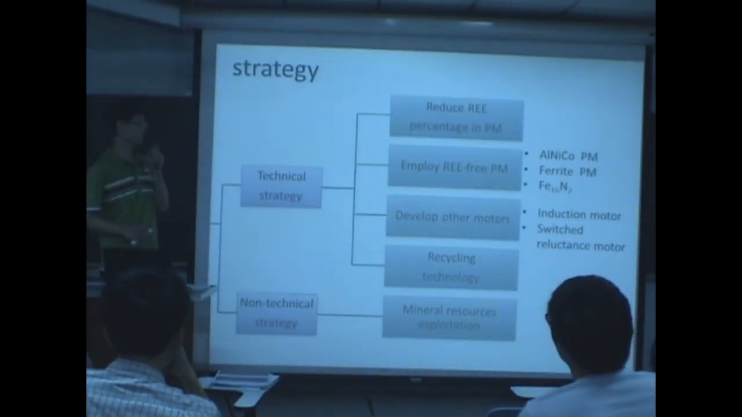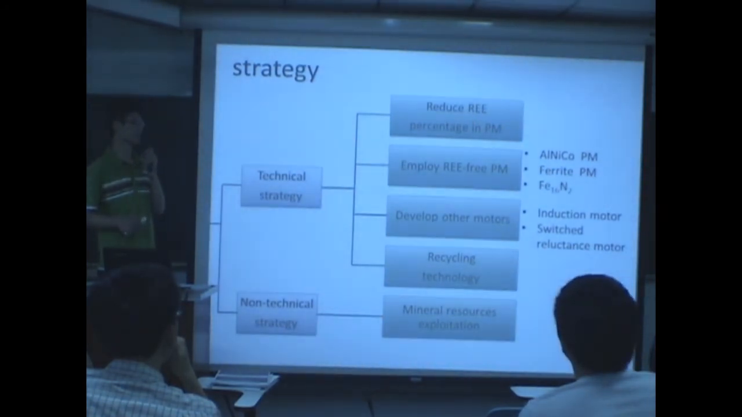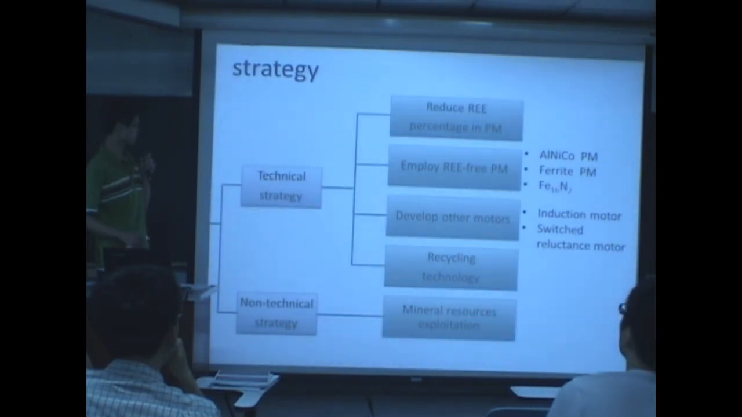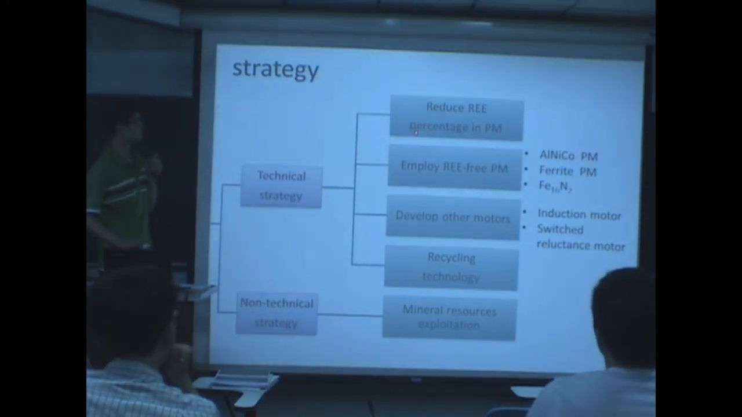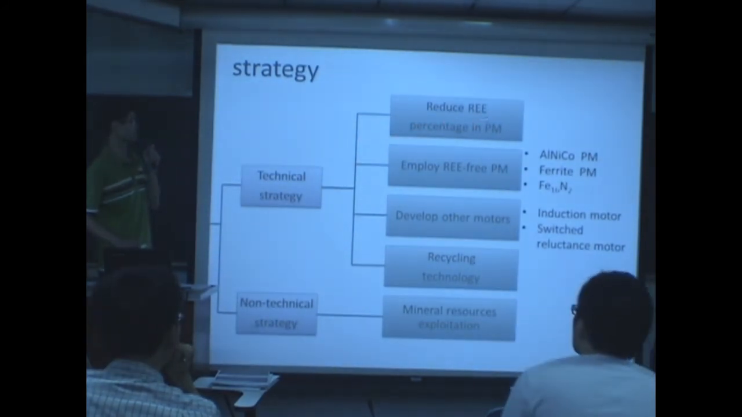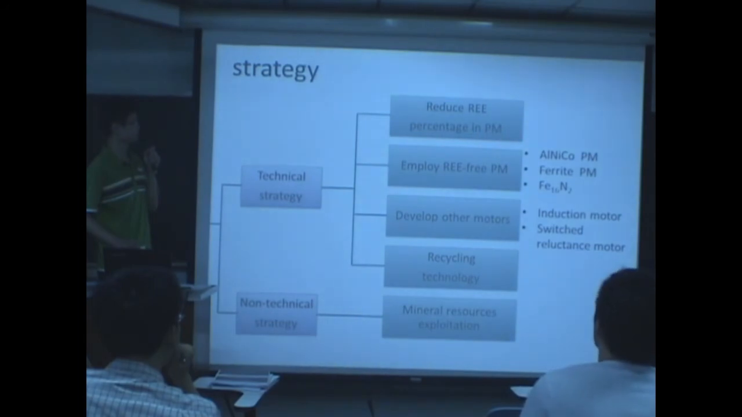We know that recently China reduced its exploitation of the rare earth element, and that's a big impact. So some automakers have to take some strategy to deal with this situation. Generally, we can divide this strategy into two parts: technical strategy and non-technical strategy. For the technical strategy, we have four directions to follow. First, we can reduce the rare earth element percentage in magnets.